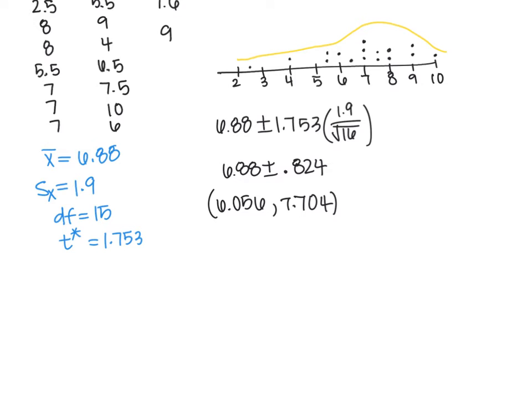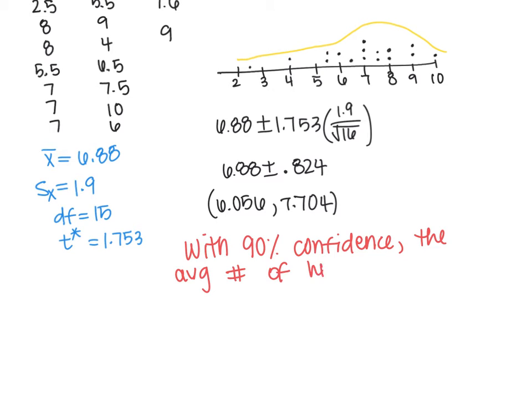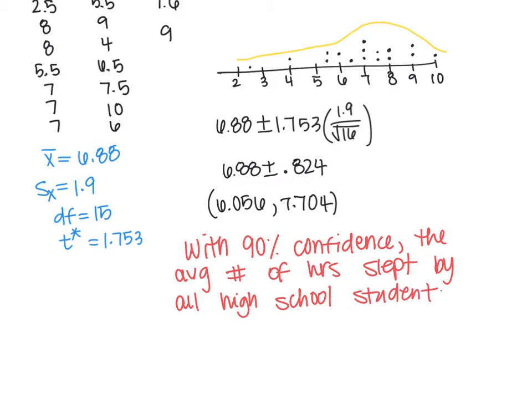So interpreting our confidence interval, we can say with 90% confidence, the average number of hours slept by all high school students is between, I'm going to round to one decimal place here, 6.1 and 7.7 hours.